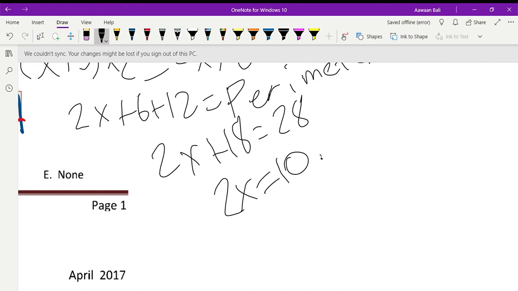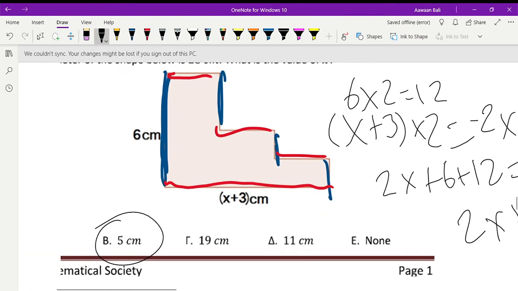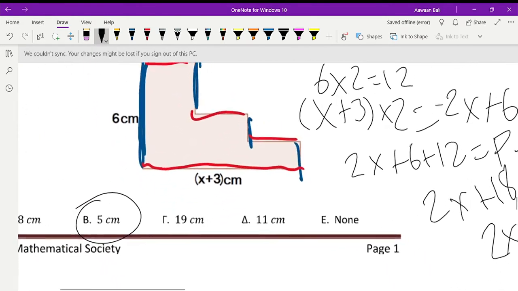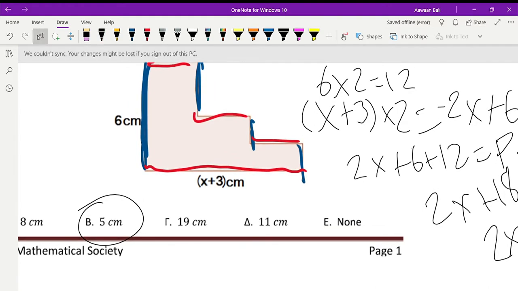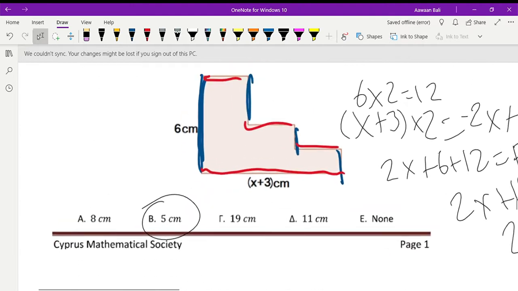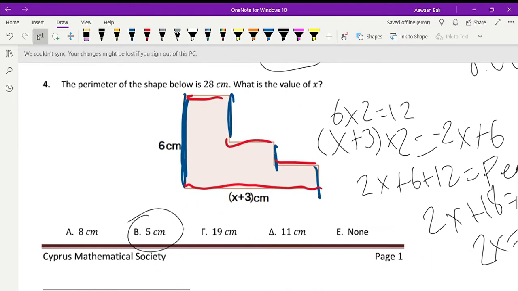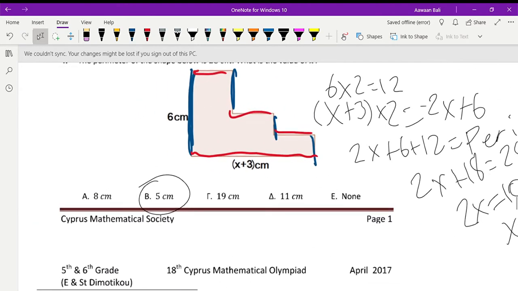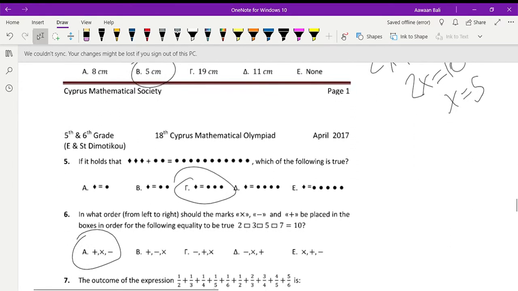And we always have to treat both sides the same, so that the equation will still be equal. So again, we divide both sides by 2. X is 5, which means that when we have x plus 3, basically we find the value of x directly, which is 5. And if you want to check it, you have 6 times 2, 12, and 5 plus 3 is 8. So 8 times 2, 16. 16 plus 12, 28. So therefore, the answer is Vita, 5 centimeters.